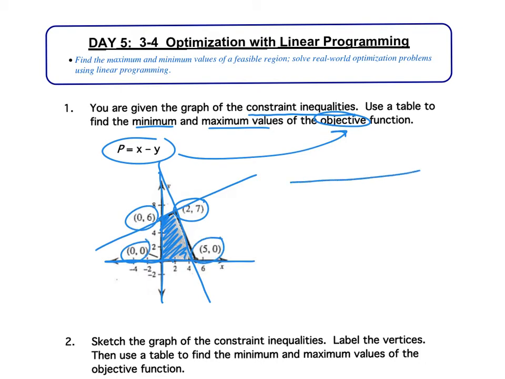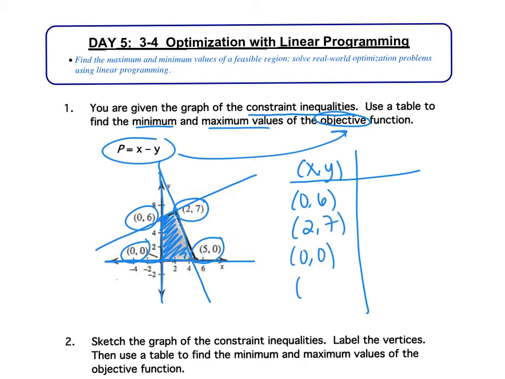We're going to make a table. On one side of the table, we're going to list out all of those vertices. So we have the point (0, 6), we have (2, 7), we have (0, 0), and we have (5, 0). Our objective function is x minus y. So what we're going to do now is calculate x minus y for each of those points.